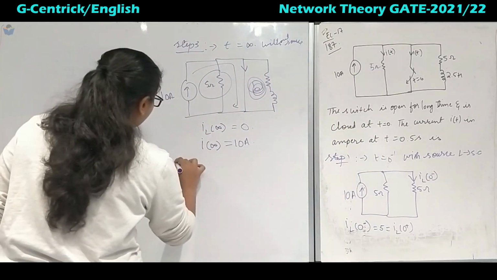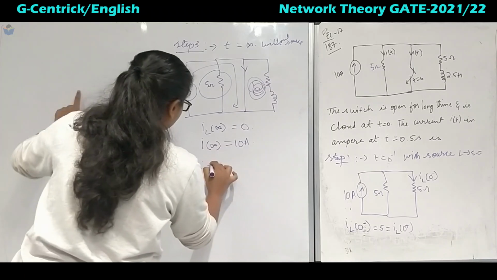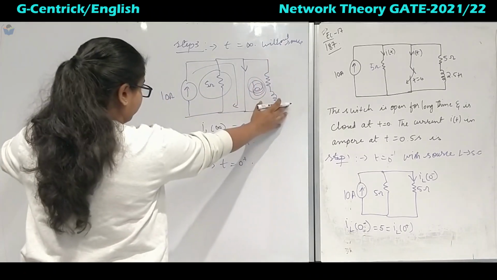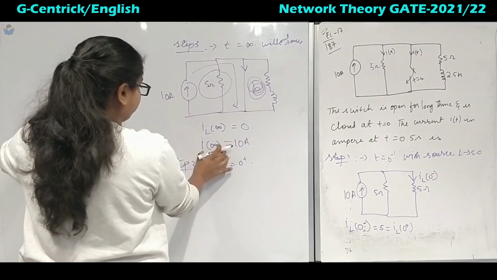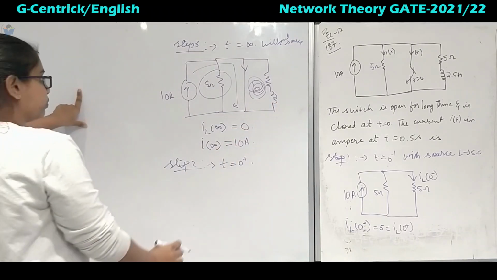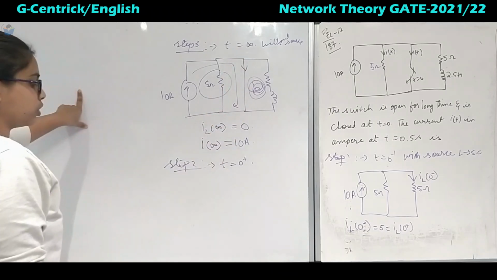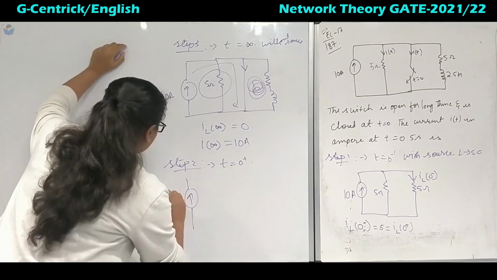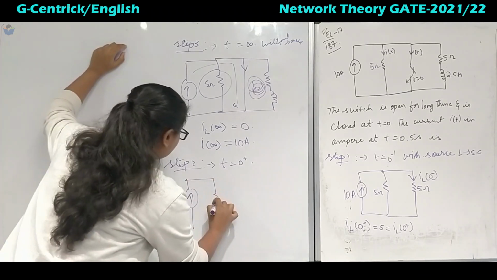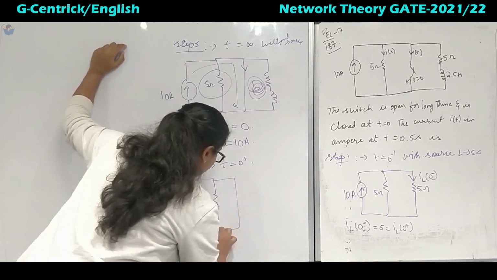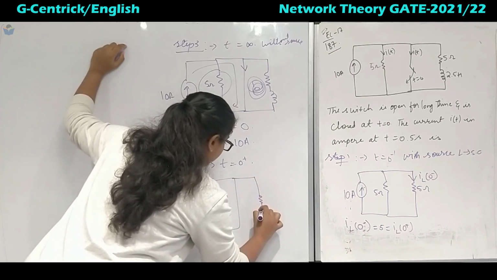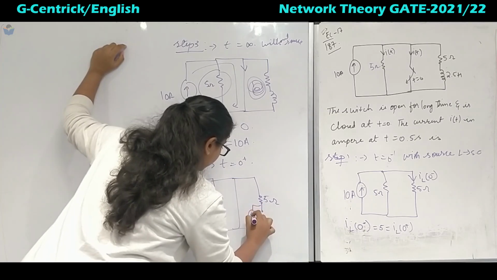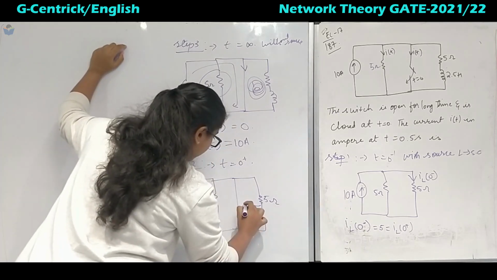So we have to do step 2, at t equal to 0 plus. We do not need to calculate IL, but we have to find I of 0 plus. To find I of 0 plus, again it will be short circuit only. This is 10 ampere, this is 5 ohm, and this is a short circuit path. The inductor will be open circuit, which is also 5 ohm, but with a current of 5 ampere.